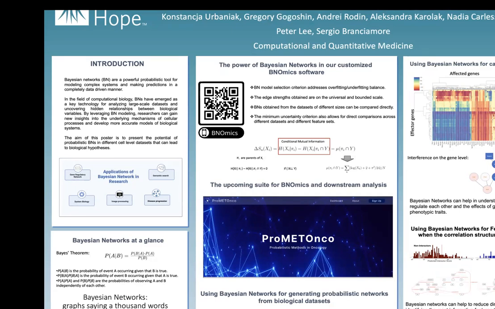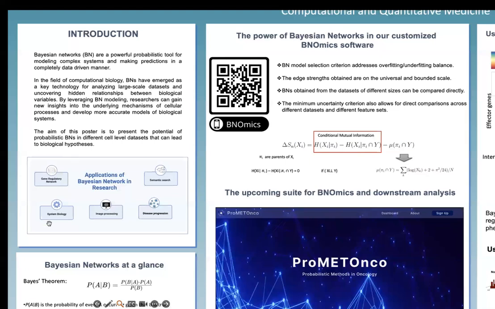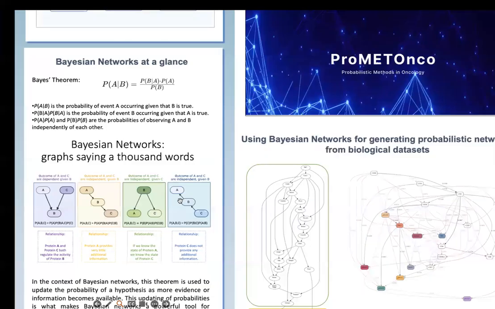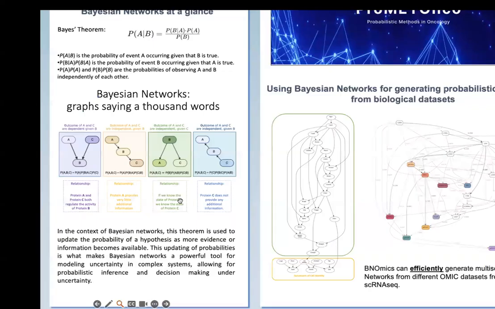The aim of this poster is to present the potential of the probabilistic Bayesian network in different cell-level datasets that can potentially lead to biological hypotheses. And the applications of Bayesian networks in research have been proven in multiple scenarios, including gene regulatory networks, systems biology, image processing, disease progression, as well as semantic search.